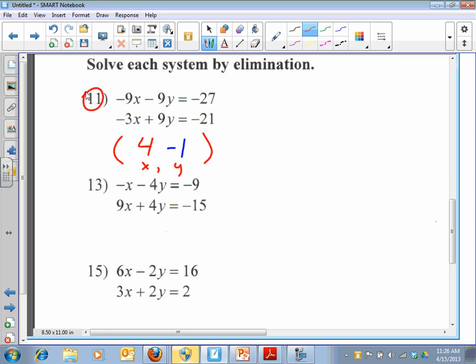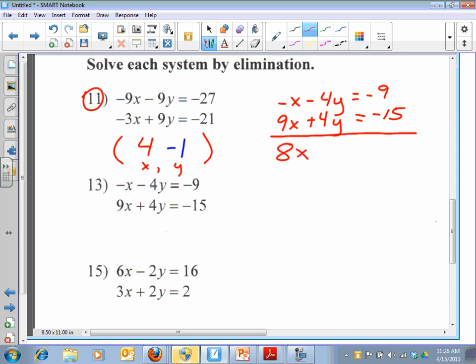So in problem number 13, I get a negative x minus 4y. All of this equals a negative 9. And my second equation is 9x plus 4y. All of this equals a negative 15. And if I sum these together, I hope something will eliminate. When I put the x's together, I get a positive 8x. My y's eliminate. When I put this together, I get a negative 24.